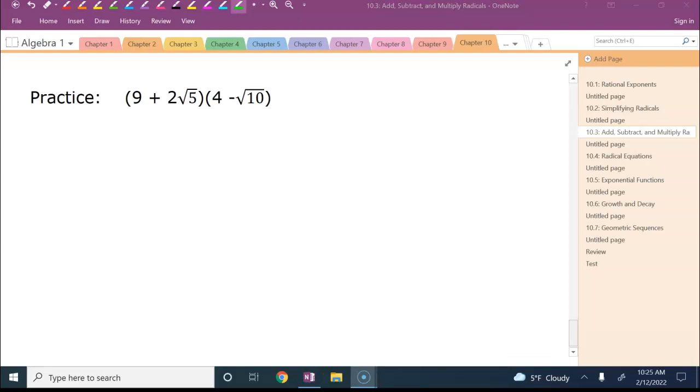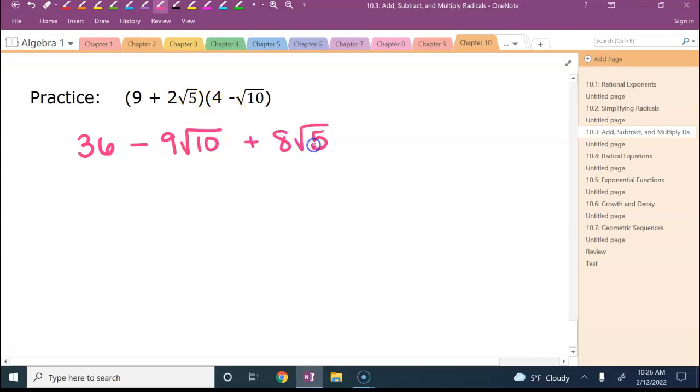So for this one, your first terms would be the 9 times 4, which would be 36. Your outside terms would be the 9 and the negative square root of 10. So that would be negative 9 square root of 10. For your inside terms, you would take 2 square root of 5 times the 4, which would become 8 square root of 5. And then last would be the 2 square root of 5 times that negative square root of 10. So it would be negative 2 square root of 50.